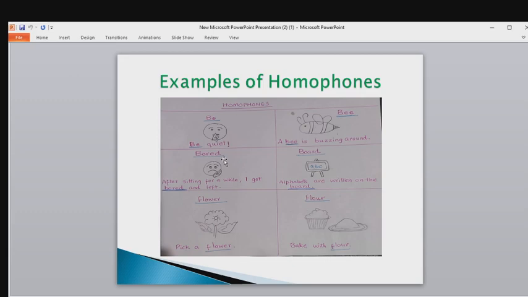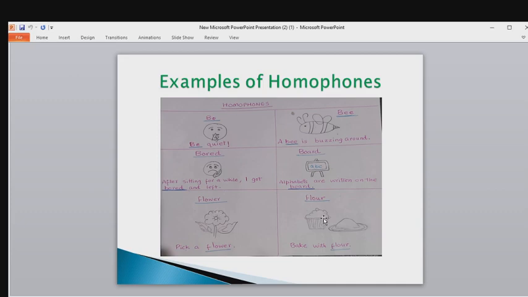BORED. Then board, BOARD. It means that chalkboard upon which you write something. Alphabets are written on the board. So they have different spellings, but their pronunciations are the same, and they also mean different things.